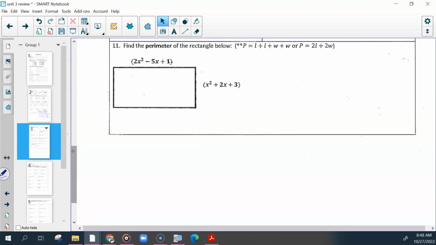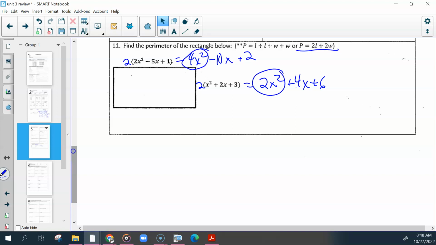So I'm just going to do this using this method. You could do this method if you want. Multiply this by 2, multiply this by 2, add them together. So this would be 4x squared minus 5x, minus 10x plus 2, and 2x squared plus 4x plus 6. And then combine your like terms. So 4 plus 2 would give us 6. Negative 10 plus 4 would give us negative 6. And 2 plus 6 would give us 8.